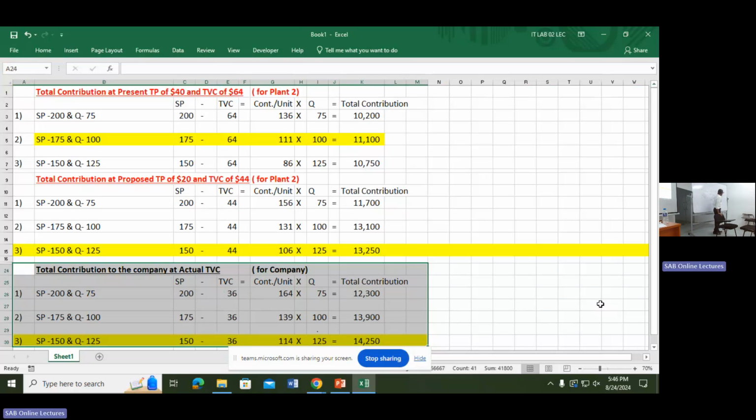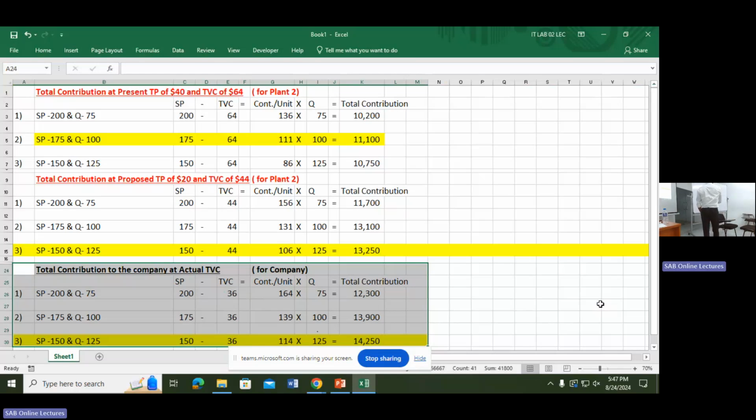So which quantity they produce is decided based on which gives the highest contribution to the plant 2. This is how they decide, ignoring what happened to the company. So at present, what they are doing, you take the three scenarios, they are variable cost 64, 11,100, which is the highest. So they are at the second scenario, that means they are producing 100 quantity at 175. Right? 175.